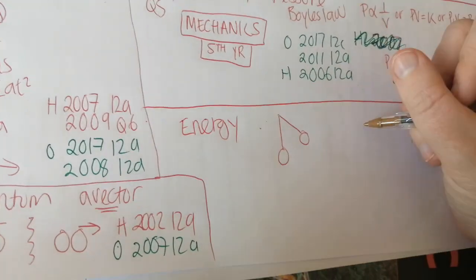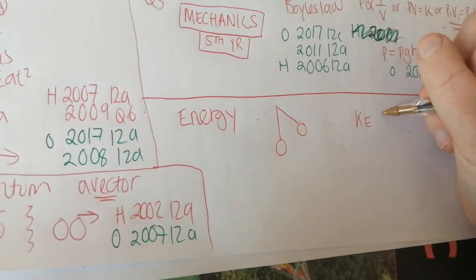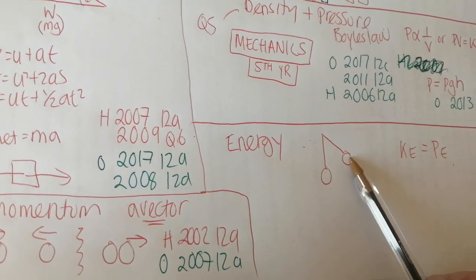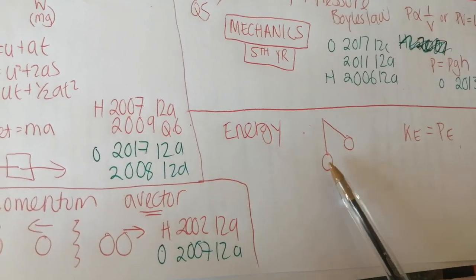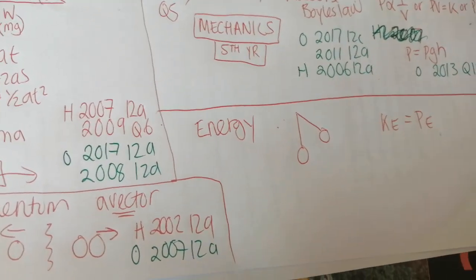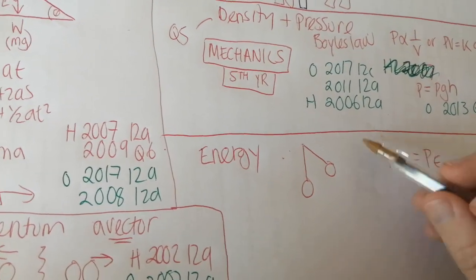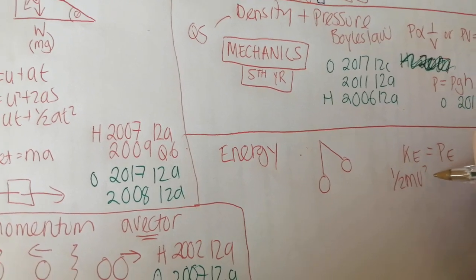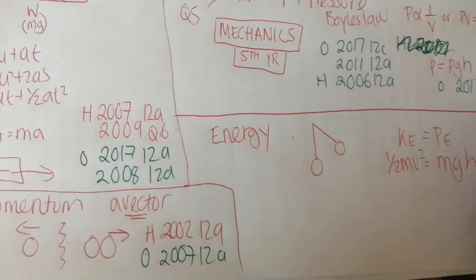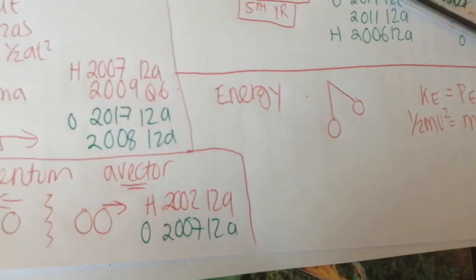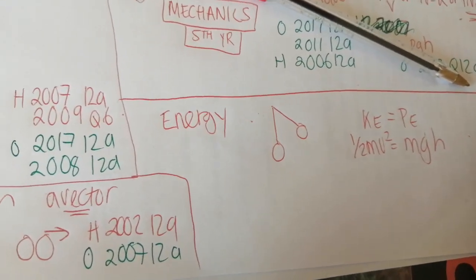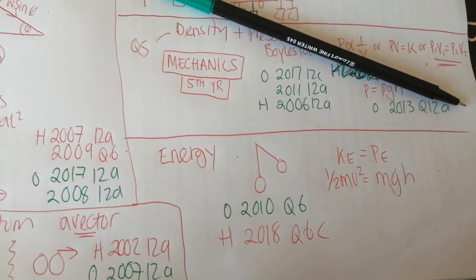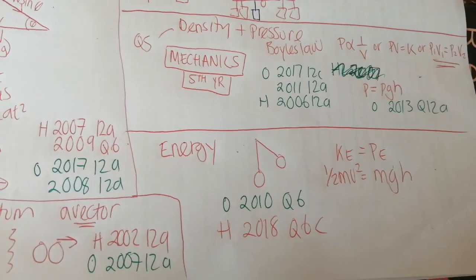So you're probably going to be using kinetic energy is equal to potential energy. If an object is up high, it has potential energy, it loses that potential energy and it gets all converted into kinetic energy, providing there's no sound loss or etc. So your formula you're using is half mv squared is equal to mgh. So again, I'll give you some years that it comes up: ordinary level 2010, question 6, higher level 2018, question 6C.